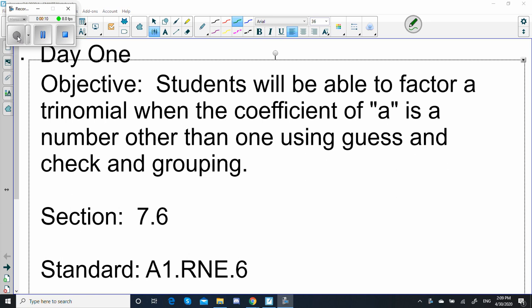We're going to start 7.6 today, which is still factoring a trinomial. We've been factoring a trinomial where the a, that front number, is 1. And now we're going to learn how to factor when a is something other than 1. I'm going to teach you two methods today: guess and check, and grouping. I'll show you both ways and then you can pick the way that you like better and go with that way.